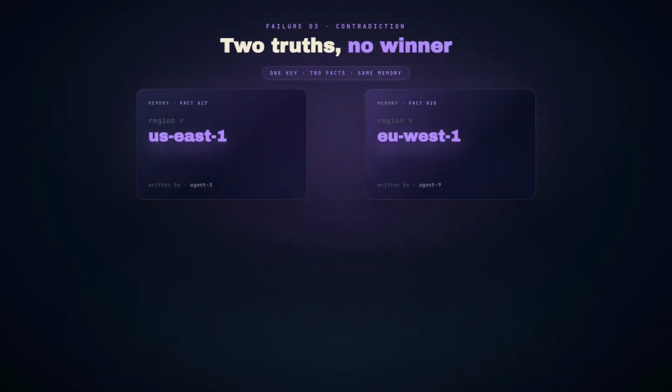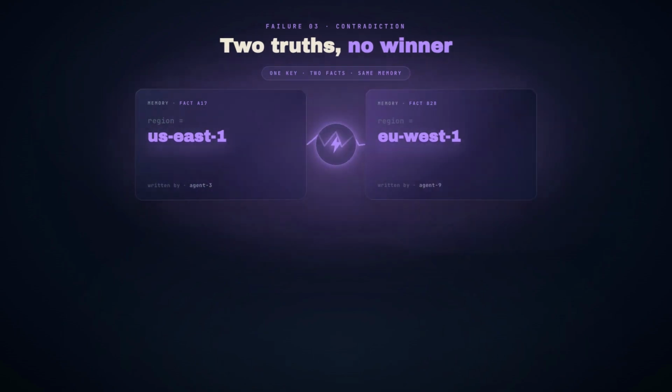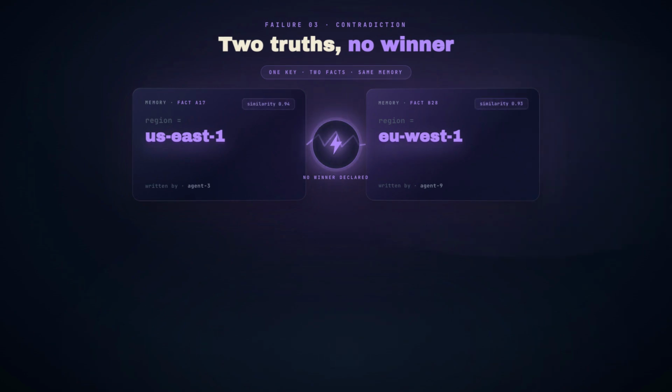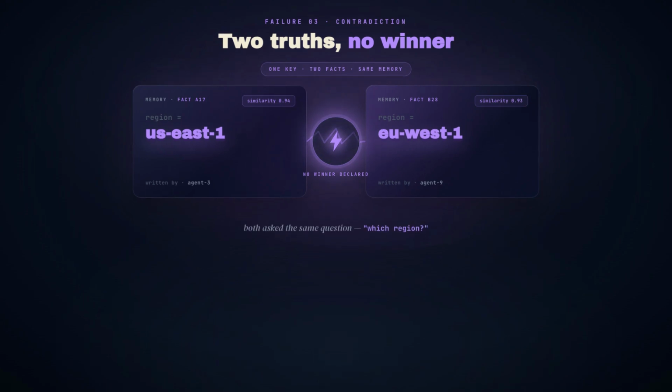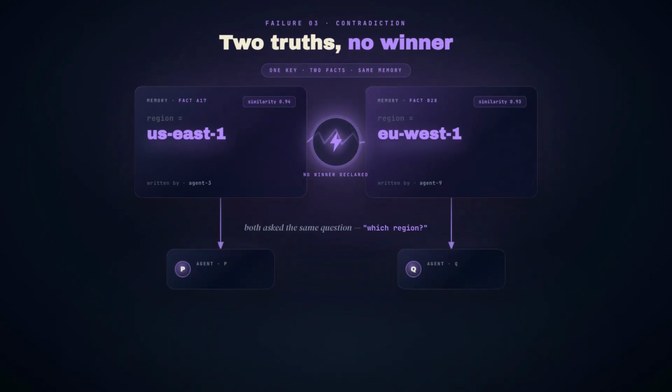Failure 3. 2 agents wrote 2 facts about the same thing, and they disagreed. I expected one to win. Neither did. Both facts sat in memory, both retrievable, both ranked by similarity. So depending on which agent asked and how it phrased the question, it got a different answer to the exact same thing. Watch both cards light up and the spark crack between them, with nothing deciding a winner.